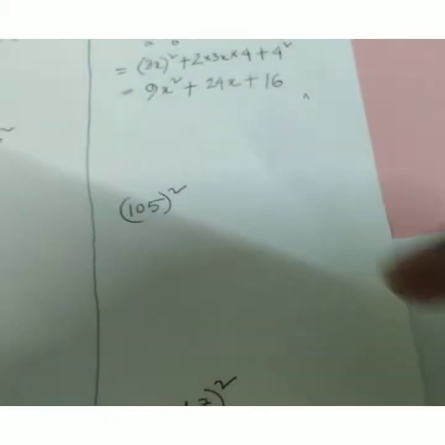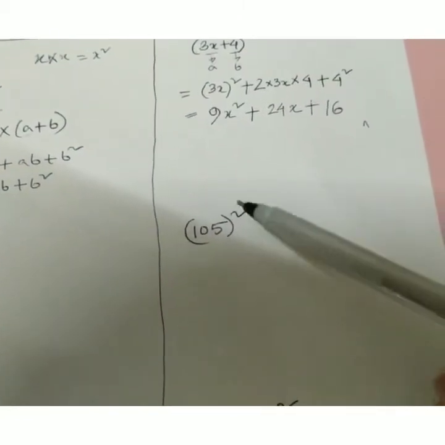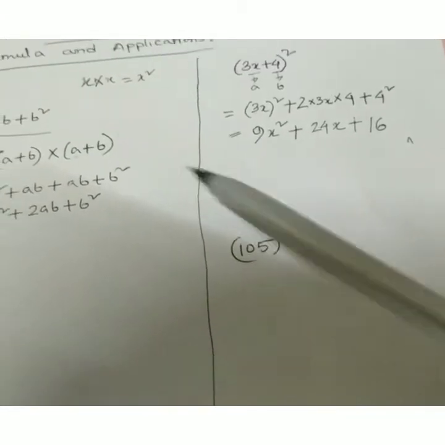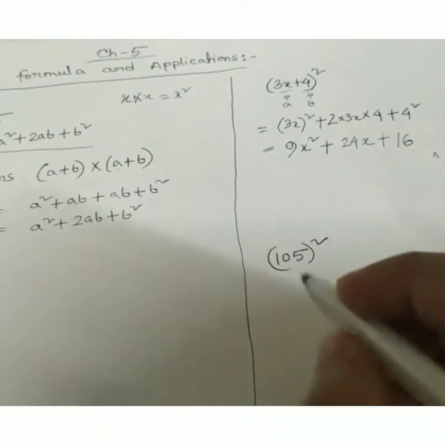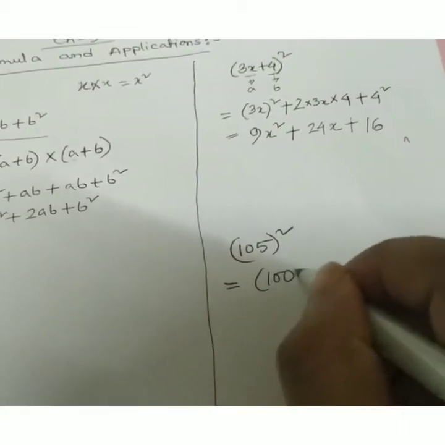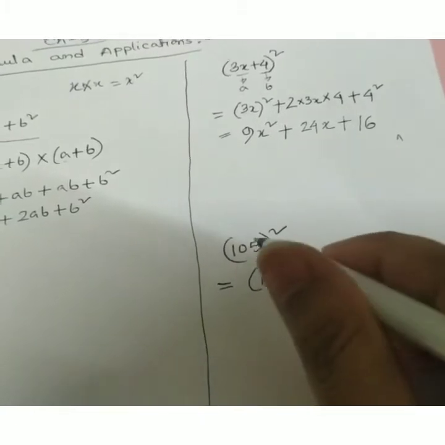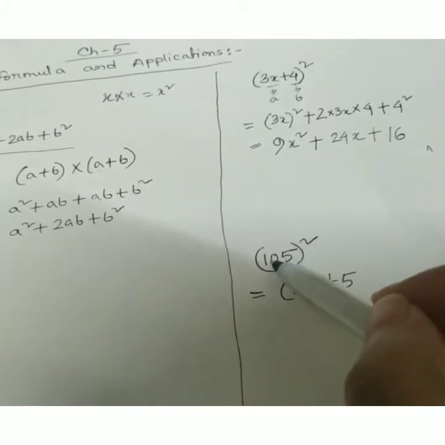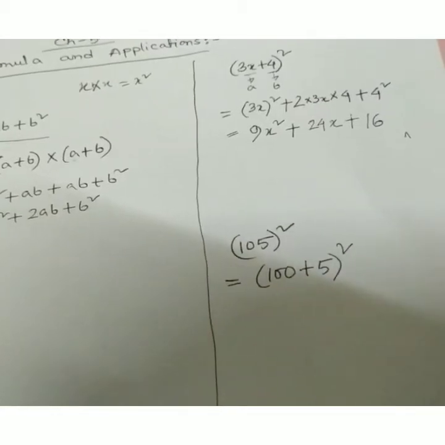Now a different way, suppose I need to find a square of a number. We already know the conventional method, that is 105 into 105. So if we are to actually use this formula, how can we use it over here? I'll show you an easy way. So 105 can be actually written as 100 plus 5, right? 100 plus 5 is 105. So we can actually distribute this 105 into 100 plus 5, so it becomes 100 plus 5 whole square.